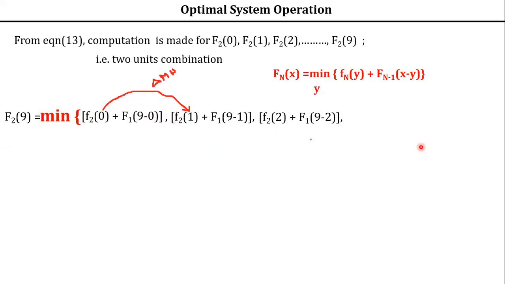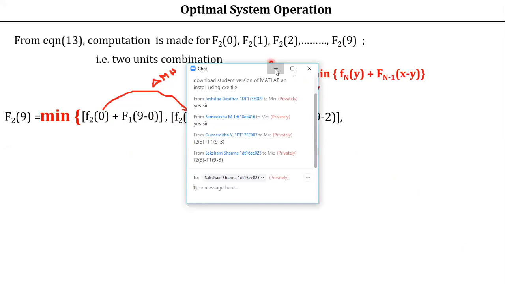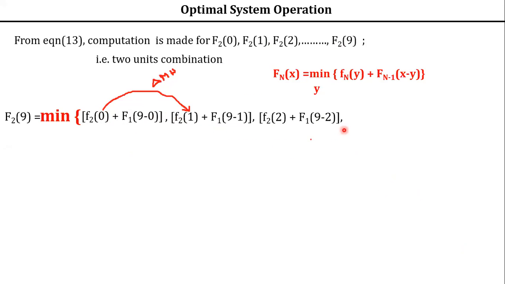Saksham has given. Saksham, check the sign. So the next term will be the same term, but this will be incremented by 3. If it is incremented by 3, this becomes 9 minus 3. That will be your next term.